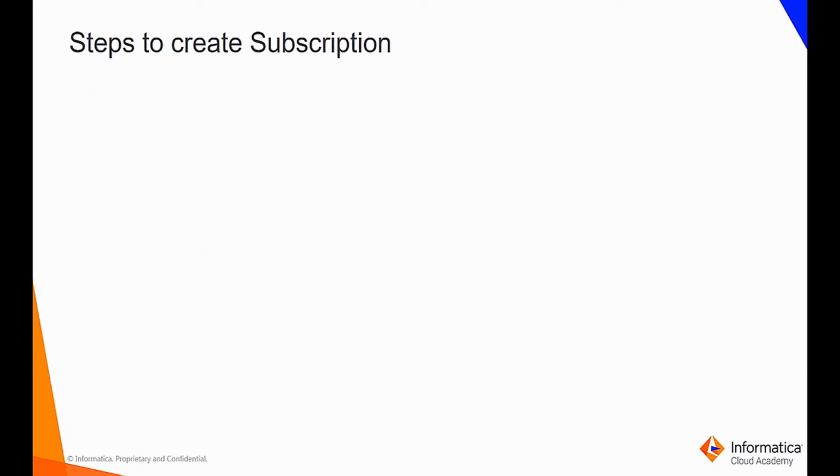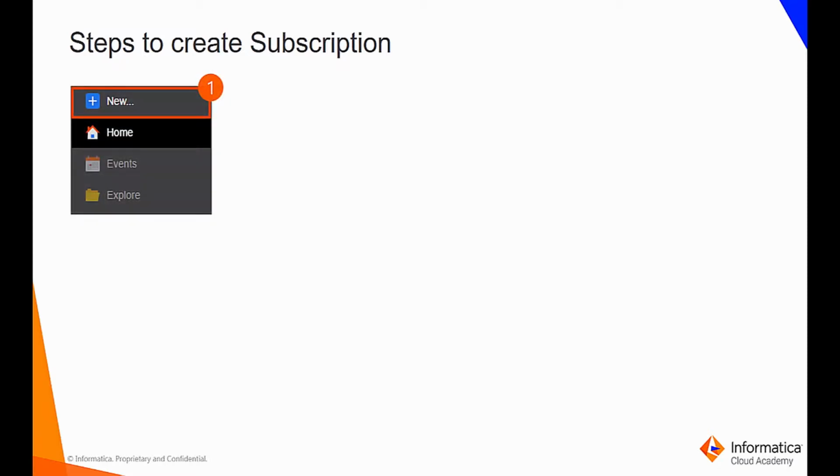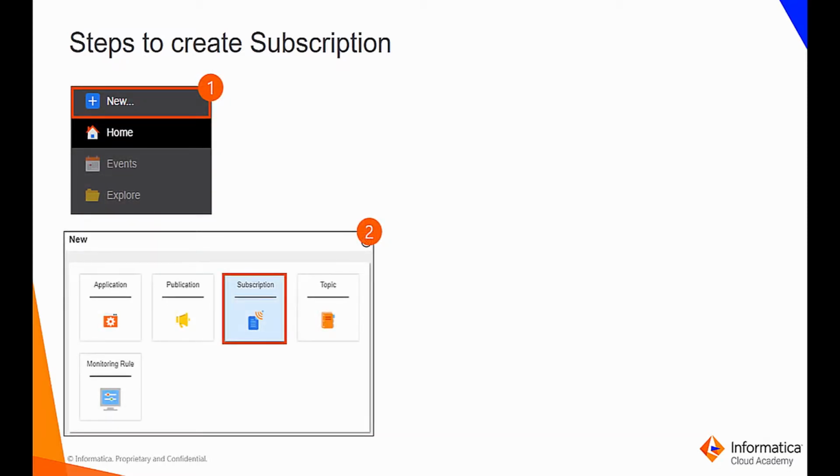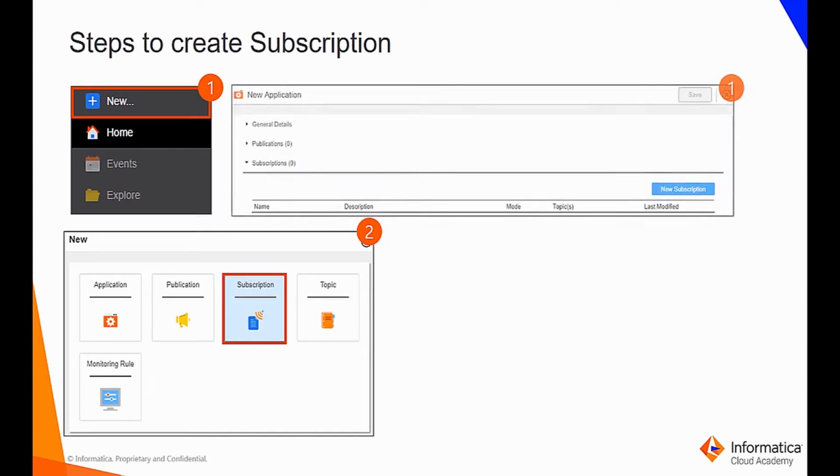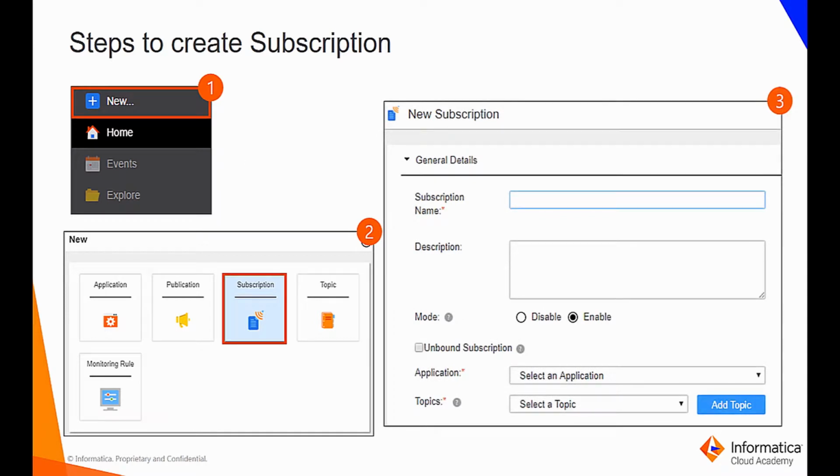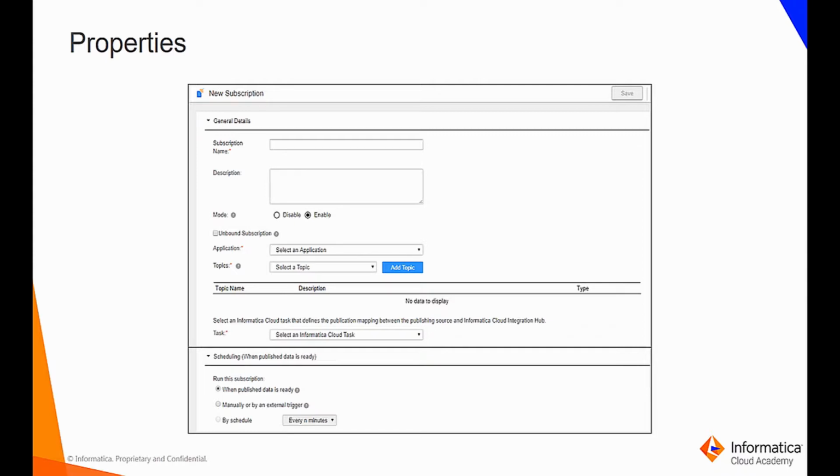You can create a subscription in two ways. Click New in the Navigator pane and select Subscription, or select New Subscription while creating an application. To create a new subscription, you must specify subscription properties, which includes general information about the subscription, application, topic, and task to use for the subscription and subscription scheduling. This is a sample subscription page screenshot. Properties of subscription are as follows.